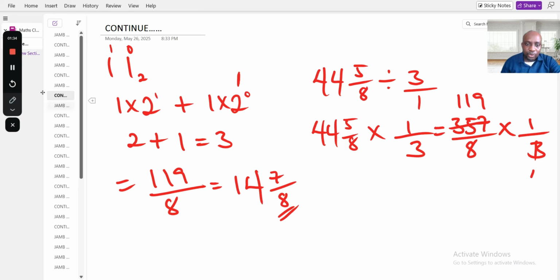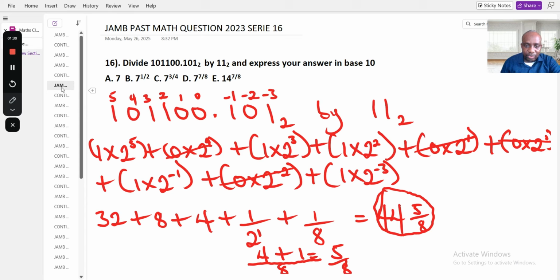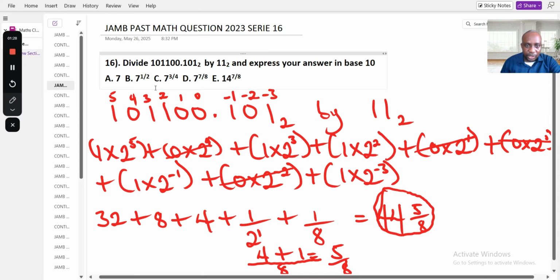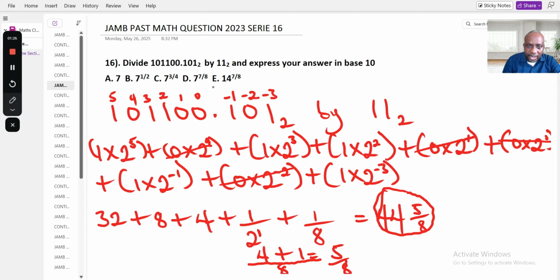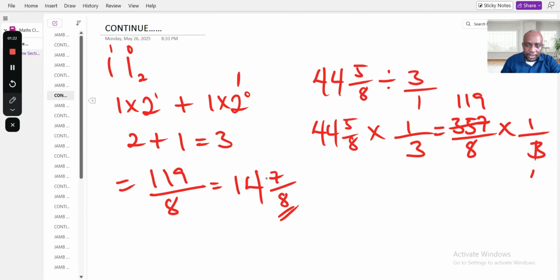Let's go back to the previous page to check our answer. 14 whole number 7 over 8. Our answer is E. Let's move to the next question.